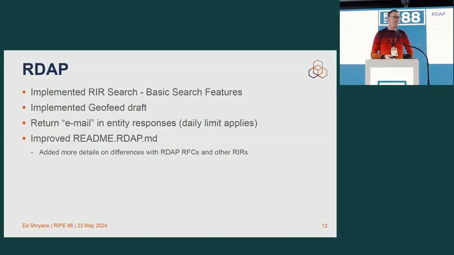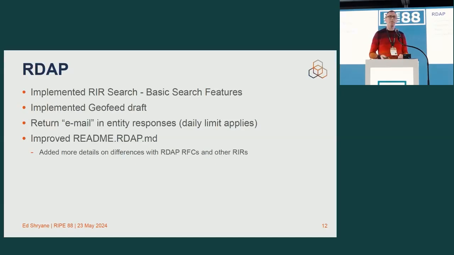RDAP, we made some specific new features in RDAP. There is the RIR search, which is a cross-RIR effort to add missing search features to the RDAP spec, specifically for the numbers databases. One of those is to do basic search features, so you can now look for names. You can search for names more easily. And upcoming will be hierarchical searches. We're going to complete that next.